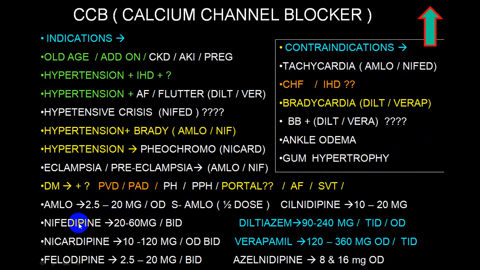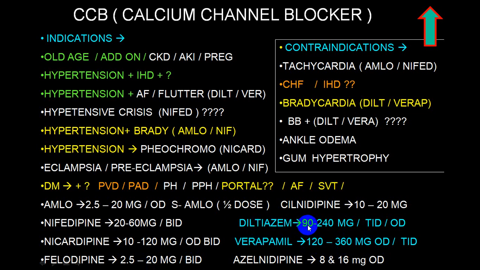Nifedipine is a short acting drug. Sustained release preparation can be utilized as OD or BID doses, and the maximum dose is 60 milligram. Nicardipine maximum dose is 120 milligram, from 10 to 120 milligram. Usually an OD dose, or sometimes it is given in a split dose like BID. Felodipine is more of a vasodilator, 2.5 to 20 milligram. So it is a drug of choice where you want peripheral vasodilatation. Diltiazem is mainly diltiazem and verapamil.